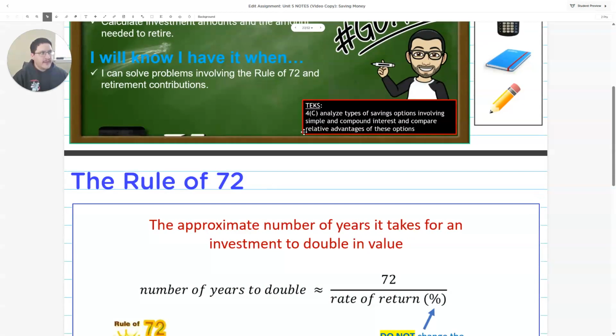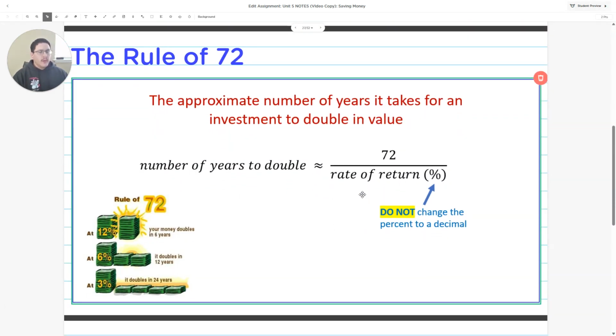The specific TEKS we're looking at for today's lesson is 4C, analyze types of saving options involving simple and compound interest and compare relative advantages of these options. So we're going to look at different types of investments. We're going to look at 401k, stocks, bonds, and other problems that involve investing your money into something.